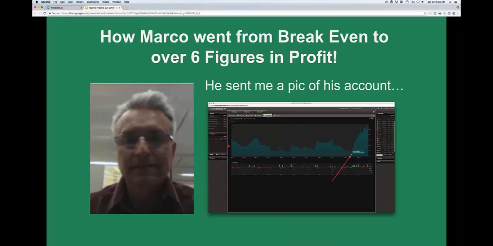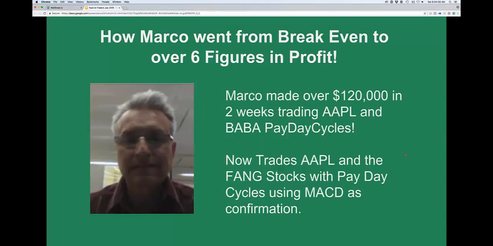He was kind enough to send me a screenshot of his live trading account. You could see he was basically flat, even down a little bit, until this day, highlighted here with the red arrows, when he started using payday cycles and the MACD. Before that he was gunslinging, shooting from the hip. He'd make 20 grand and then lose 30 grand. Make 15 grand, lose 20 grand. On this breakout, when he started using the payday cycle and the MACD, he made over $120,000 with about a $25,000 investment into Apple and Alibaba payday cycles.